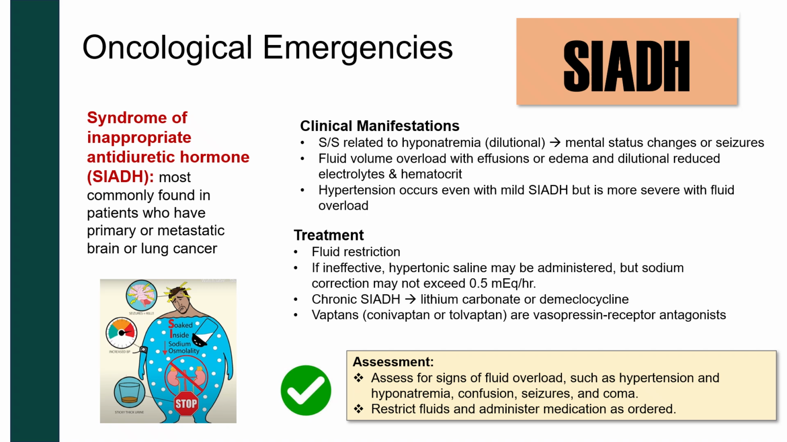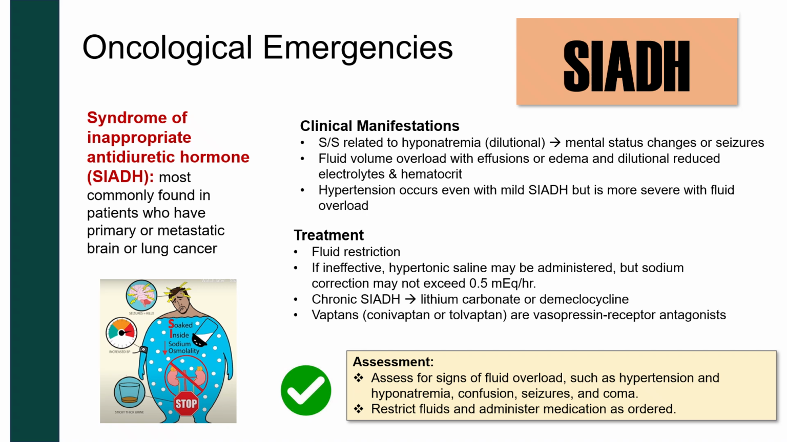So SIADH signs and symptoms are going to be related to fluid overload and hyponatremia, and that's because the blood becomes very dilute, so you have dilutional hyponatremia, low sodium. This can lead to changes in mental status or seizures. The fluid volume overload can lead to pleural effusions, so fluid around the lungs, or edema. It can also affect electrolytes and your hematocrit because of that dilution, too much fluid retention.